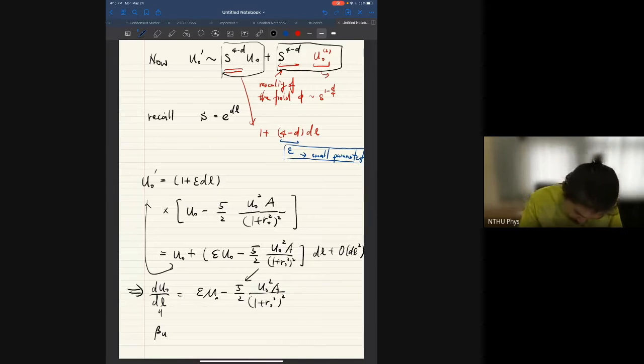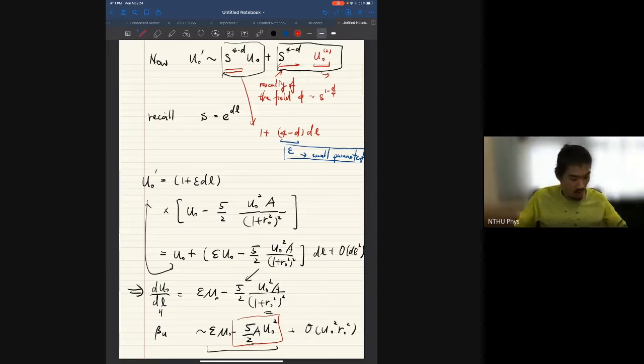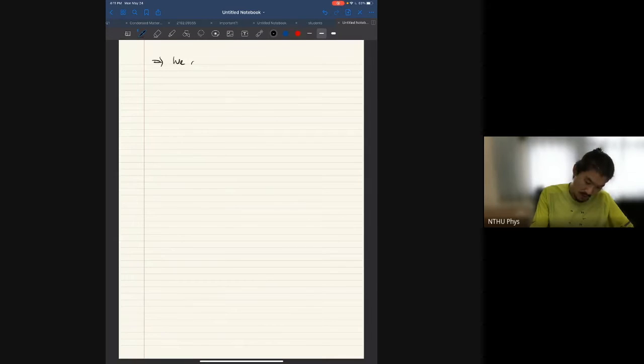Of course, assuming r naught is small, we can further expand it. It will be something like this, plus the order of u naught squared r naught squared. Basically, this is the correction we want, which gives you a new fixed point, called the Wilson fixed point. As a result, we can get a new fixed point, which is called the Wilson-Fisher fixed point.